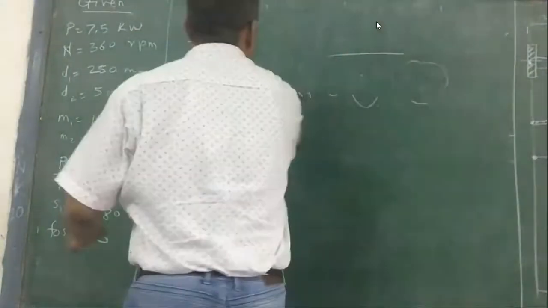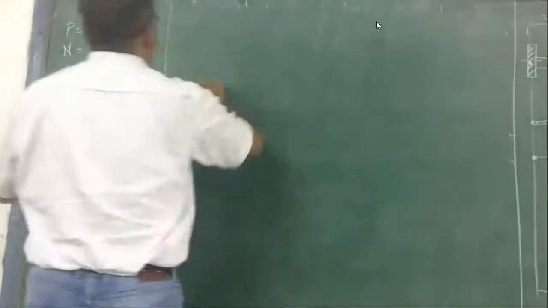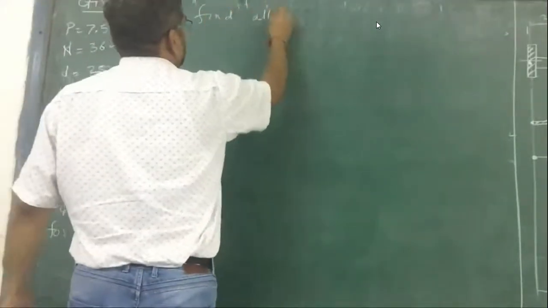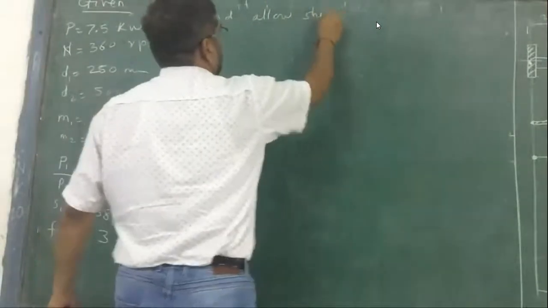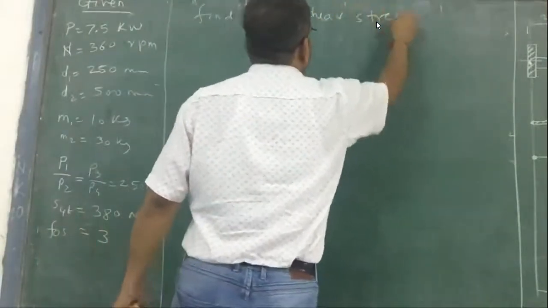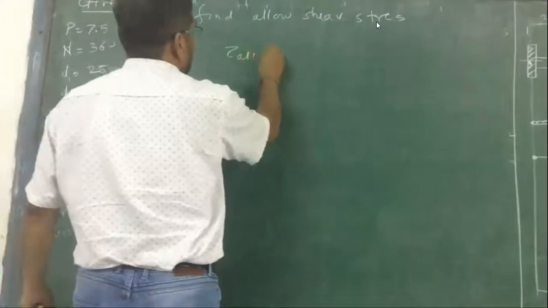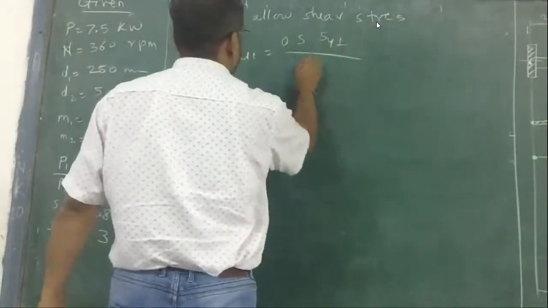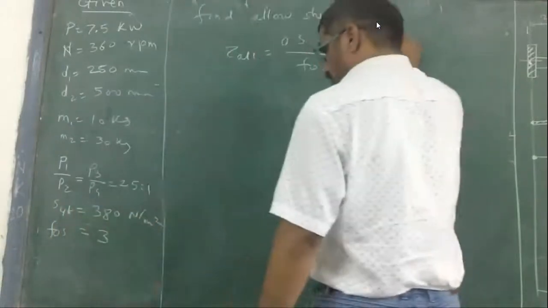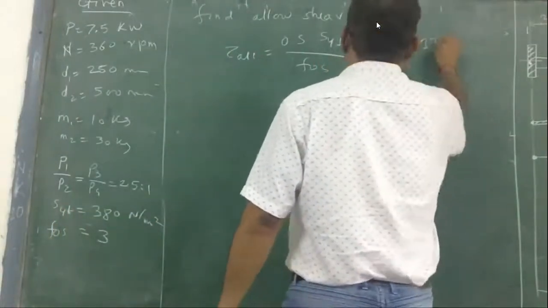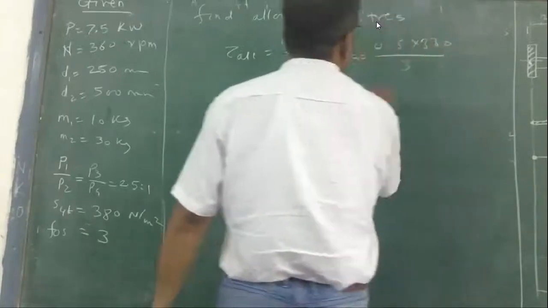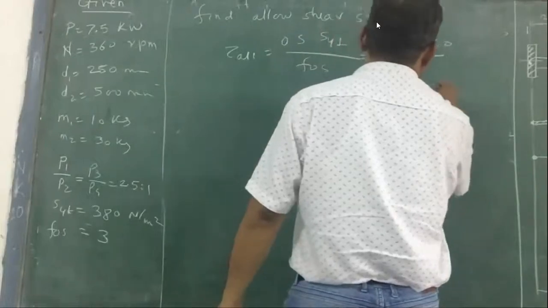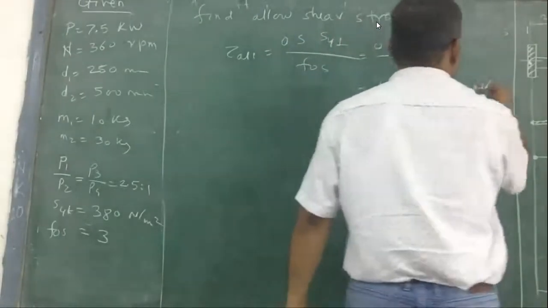First thing we will do is finding out the allowable shear stress. How will we calculate that? Tau allowable will be 0.5 of S_yt upon the factor of safety. So 0.5 of 380 upon a factor of safety of 3, so it is 190 upon 3. So it will be 63.33 Newton per mm square.